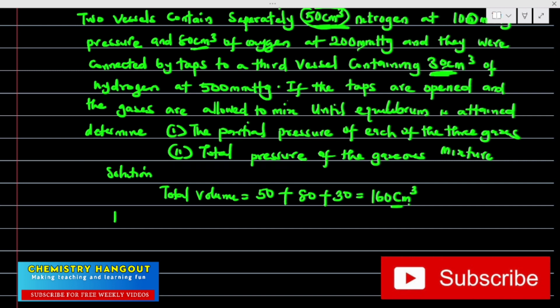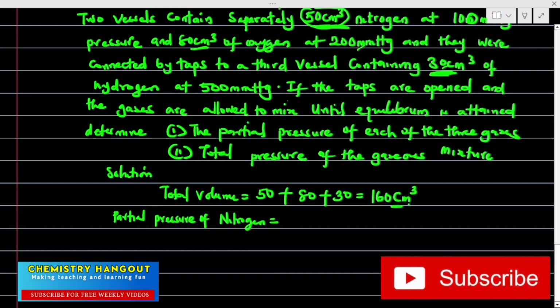So, very simple now. We can now take the partial pressure of nitrogen, and that will be the volume of nitrogen, just like we take the mole ratio, but they didn't give us mole ratio, they gave us volume. So that will be 50 over the total, 160, times the pressure that is given. Very, very important, the pressure that is given. Let's look at the pressure here.